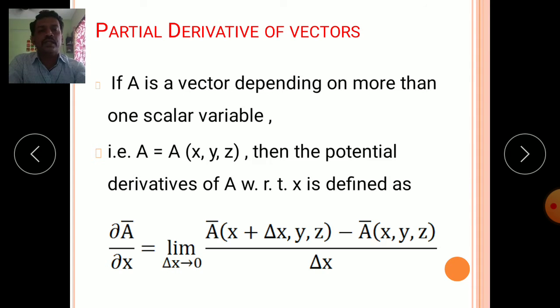0. Now here, the derivative is taken with respect to x, we differentiate with respect to x, so the change is only in x. In y and z there is no change. So the change in vector A is shown by A(x plus delta x, y, z) minus the original vector A(x, y, z), divided by delta x. So we say that the change in vector A divided by delta x, or the change in the x component, is known as ∂A/∂x.